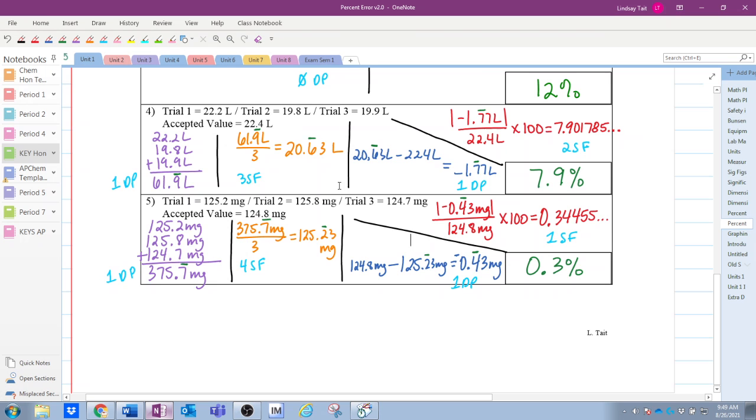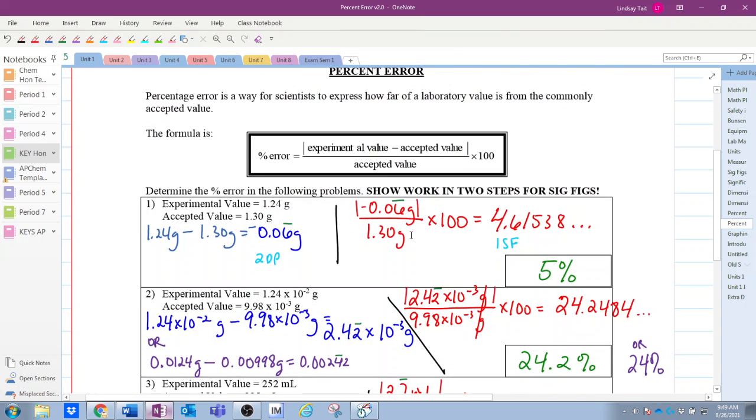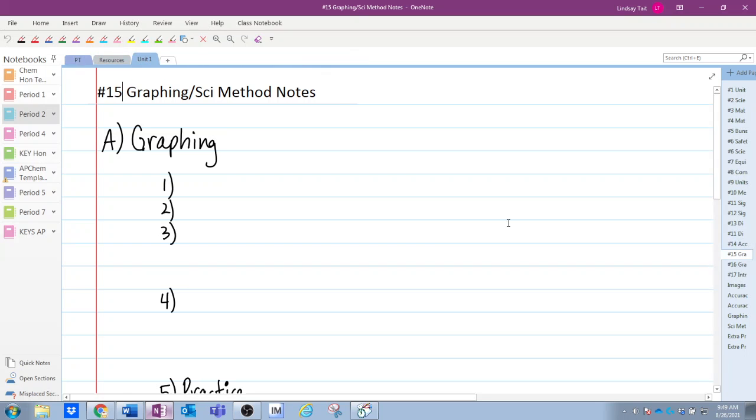All right. Then with that, guys, we are almost wrapped up with our unit, right? We got a test next Wednesday. So right now we need a blank sheet of paper for number 15, graphing/psi method notes. You also have your graphing worksheet that's number 16, but this is number 15. We're just going to hit on a couple of things that the graphing worksheet doesn't cover, right?